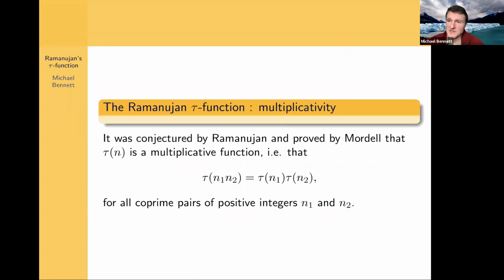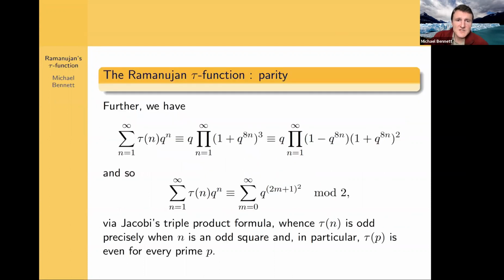And so there are lots of properties we know about it and a number that we're not so sure of yet. But of course, conjectured by Ramanujan, proved by Mordell, it's actually multiplicative, and that's going to be useful for us as we go along. Multiplicative function: if you have relatively prime integers n1 and n2, then tau of the product is the product of the values of tau on those integers.